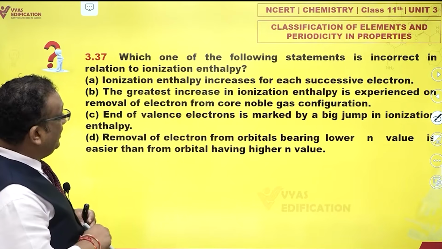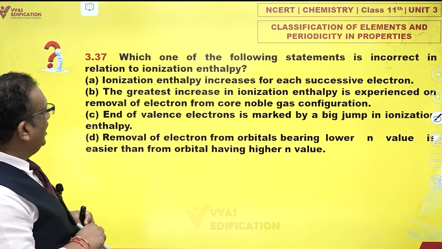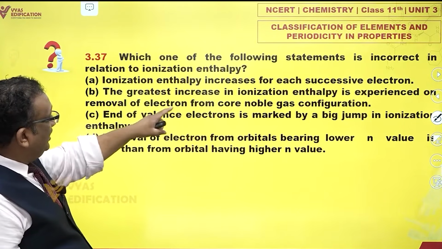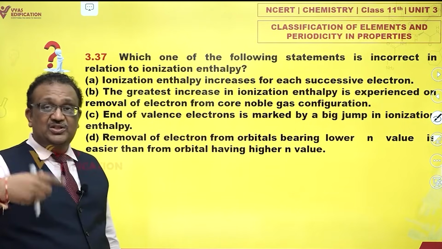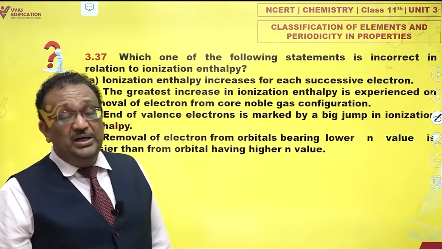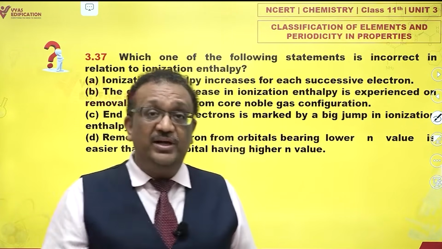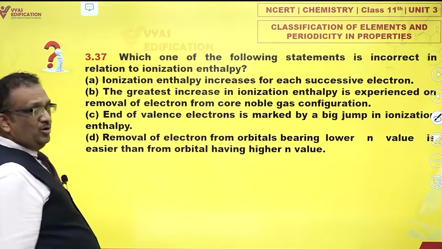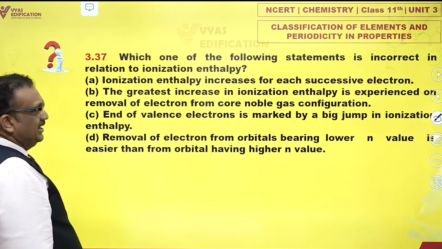Which of the following statements is incorrect in relation to ionization enthalpy? 1. Ionization enthalpy increases for each successive electron. That is not correct. It usually increases, but there are cases when it dips down. So it is often true, but not always. Let's take the next option.